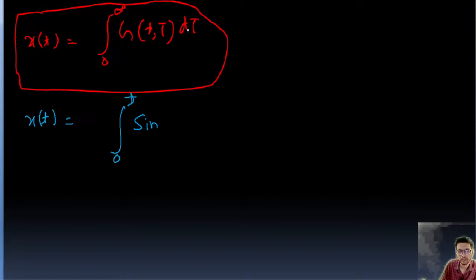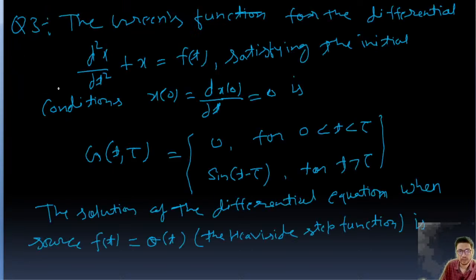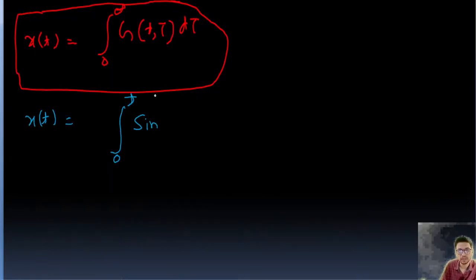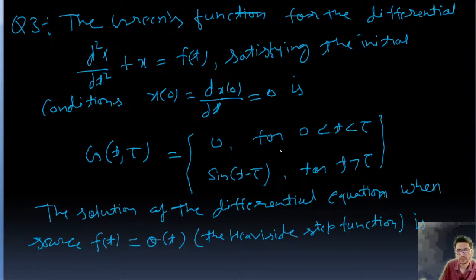We are going to integrate with d tau. D tau means this one, guys. Okay, not dt, d tau. This is important, you need to understand. So this is going to be sine of t minus tau, because this value is 0. And t minus tau, where tau is greater than t.